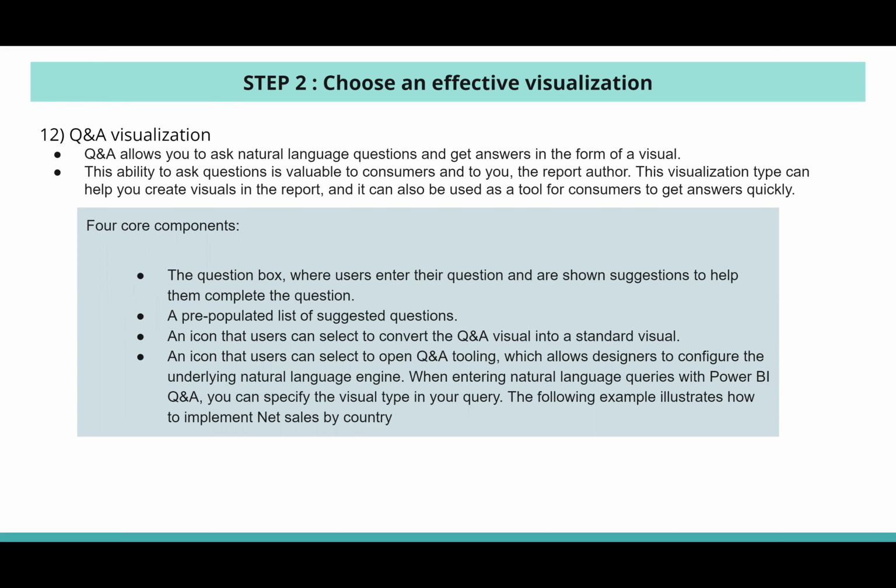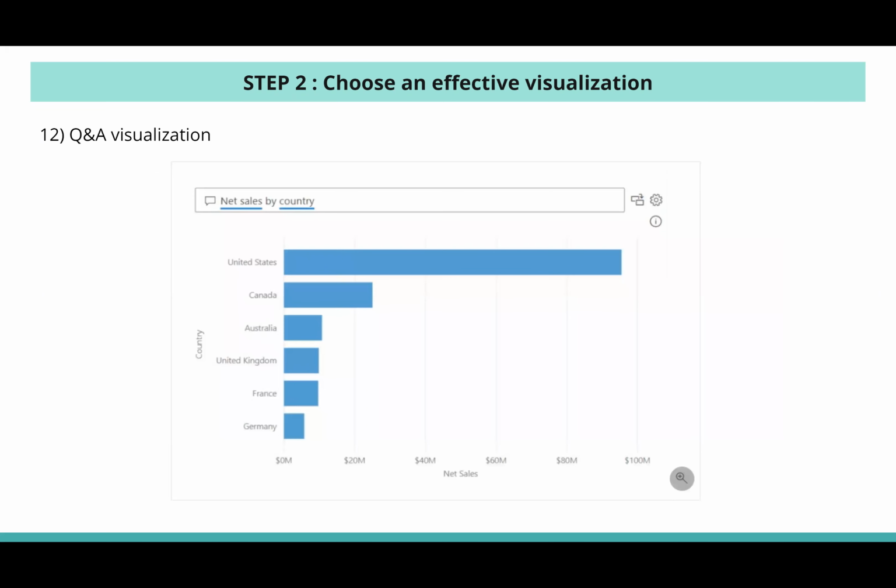So when you are entering queries with Power BI Q&A, you could see how the questions work. You could put something like "net sales by country", and it automatically shows the net sales based on the country.